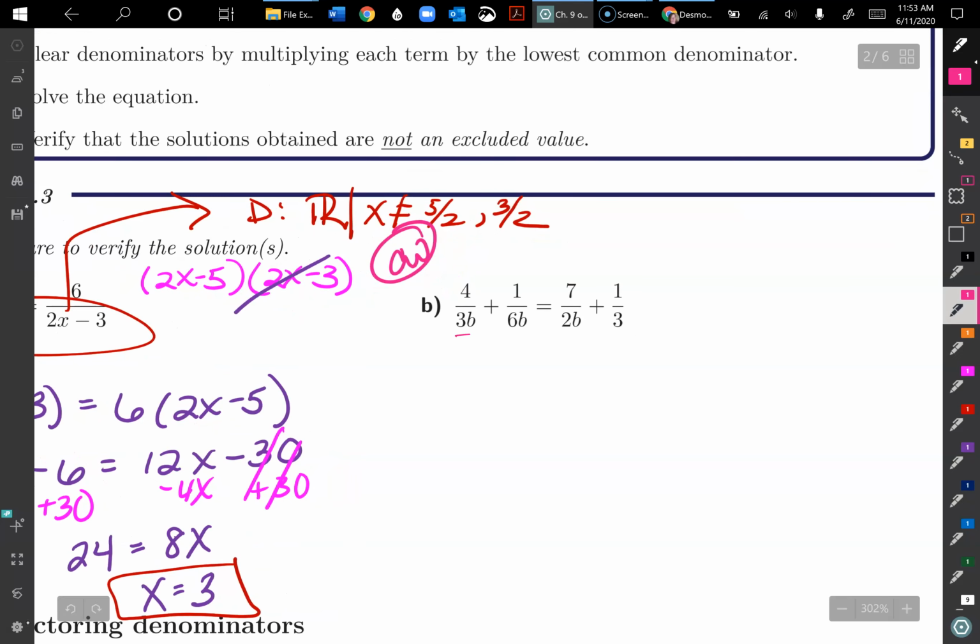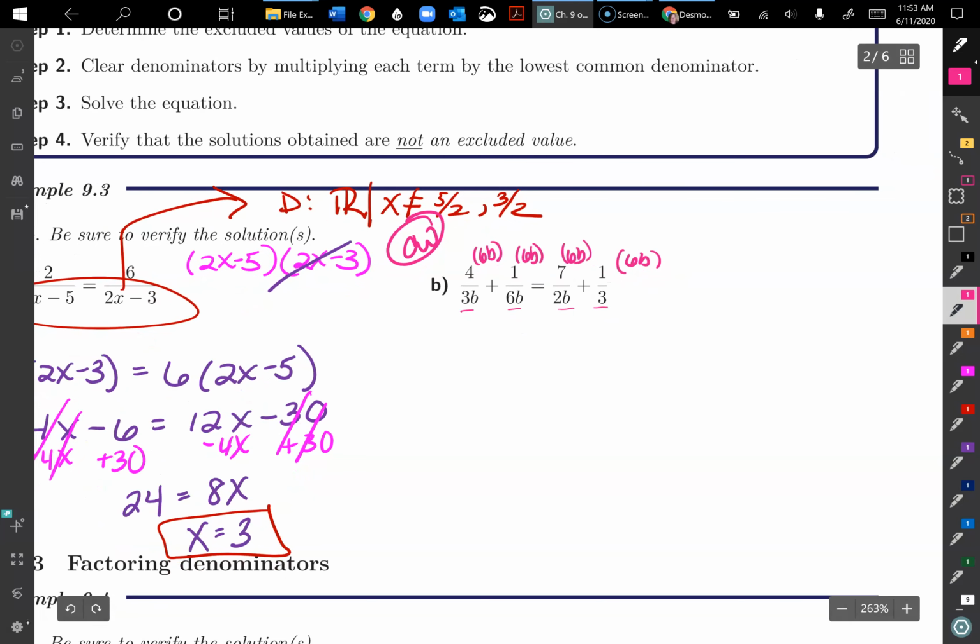So we have 3b, 6b, 2b, and 3. So our lowest common denominator would be the 6b. So I want to write 6b here. I want to multiply every term by 6b, so that way I can clear my denominators. So I'm going to end up with, on the top there, a 2. That one's just a 1. This one will end up with a 3 and then a 2.